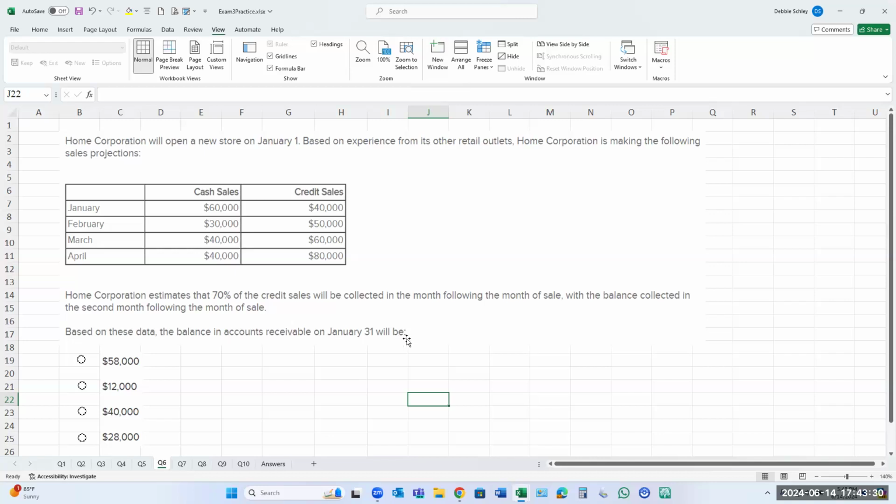I really don't like this question because they don't tell us what the balance from December is, what we still need to collect. They're acting like this is our first year. They have not given us any more data. So all we can figure out from the data given is that the balance in accounts receivable on January 31st would be $40,000, the same as the credit sales in January, because nothing will be collected until February. And they did not tell us anything from the previous year.